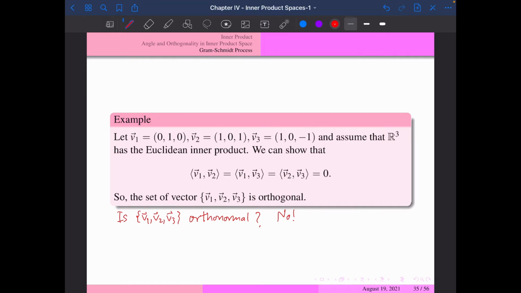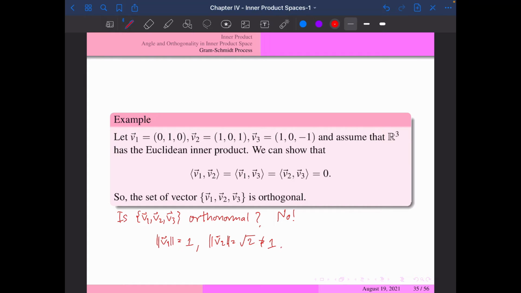Why? Because if you calculate the norm of v1, the norm of v1 is equal to 1. But the norm of v2 is equal to the square root of 2. It's not equal to 1. So that's why this set is not an orthonormal set.